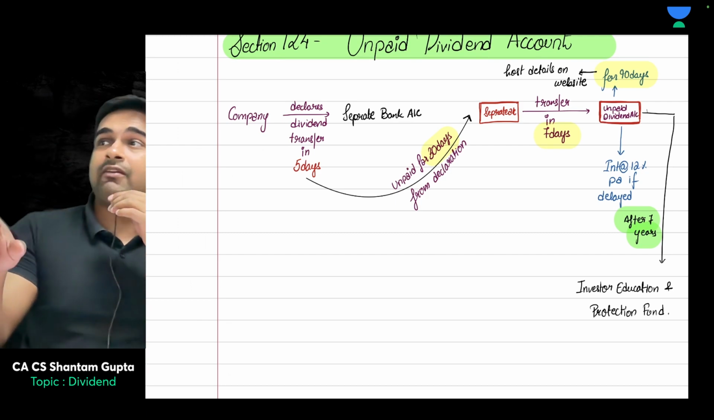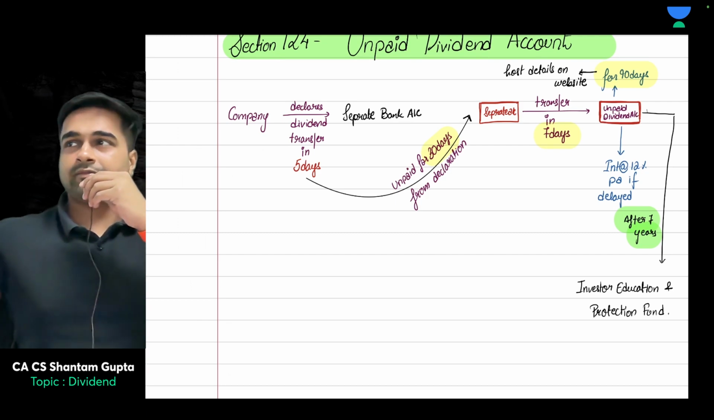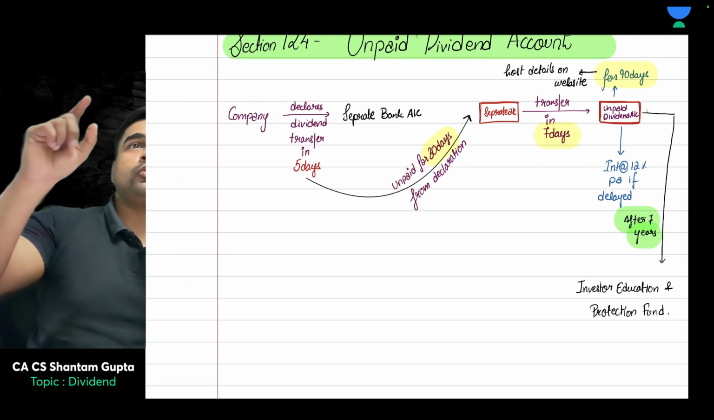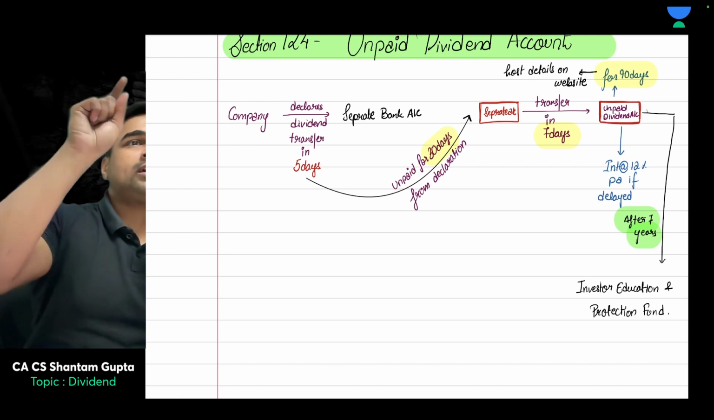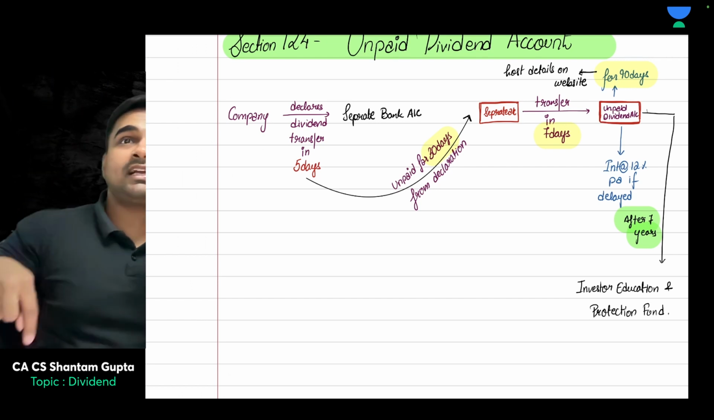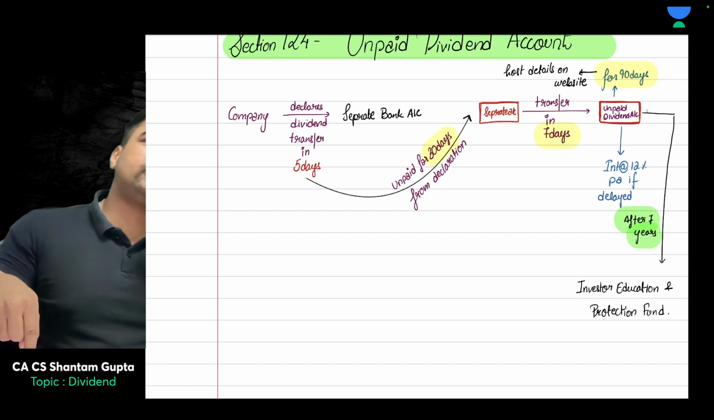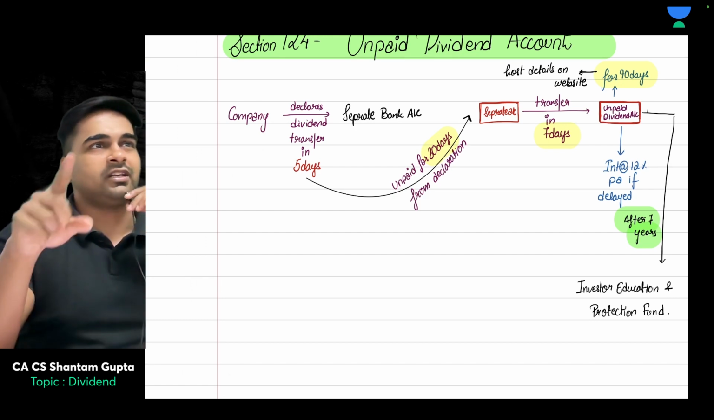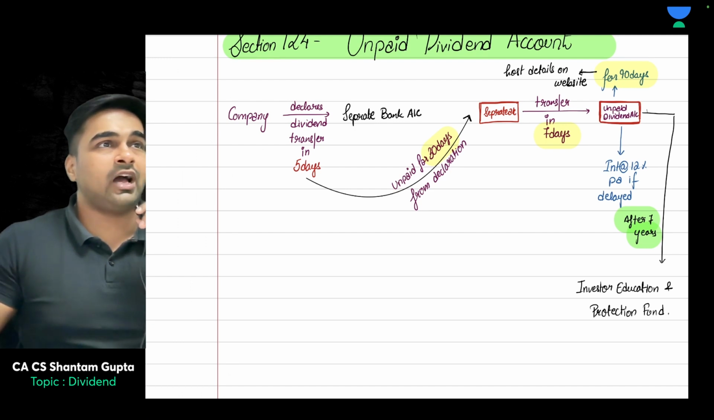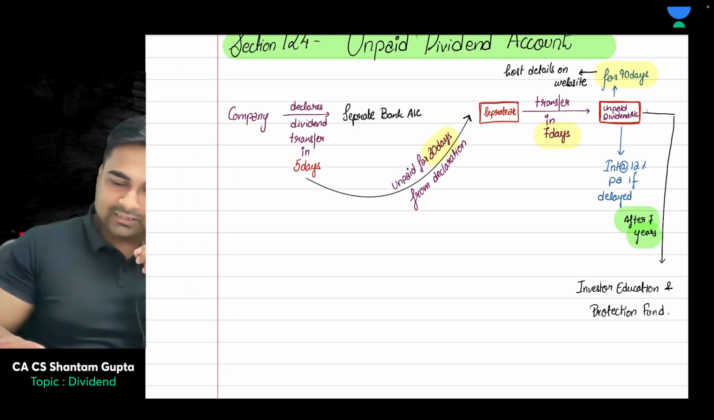And in the same way, when the auditor is making his report, remember yesterday I told you CARO, Company Auditor Report Order. In that also he tells whether the company has transferred money to the IEPF. All of this is correct. Investor Education and Protection Fund, IEPF. So it's very simple, guys.